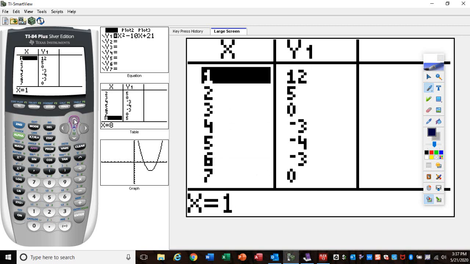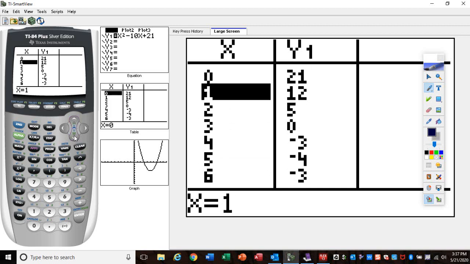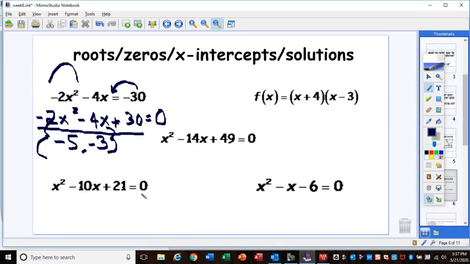Okay, let me go back up here for the next problem. Okay, let's go here. Let me just do these real quick. We did that one, so that one was 7 and 3, I believe, right? Okay, this one right here, this one's a little special.